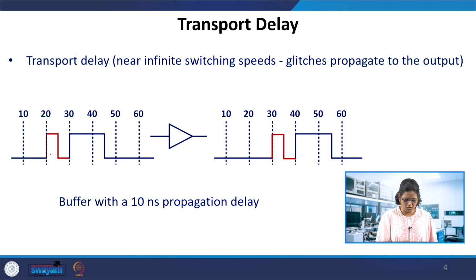So you can see that 20 is just at 30 because of 10 nanoseconds propagation delay, and whatever the changes are here again. So it is infinitely switched or sampled every instant. So this at 25, whatever the change, is also reflected at 35, and then 30 to 40, and then 40 to 50, and 45 to 55, and so on. So this is another delay model, which is the transport delay.